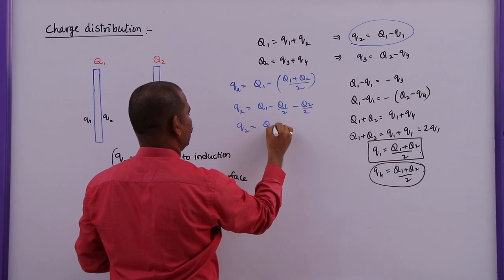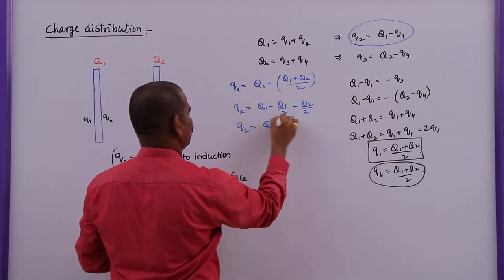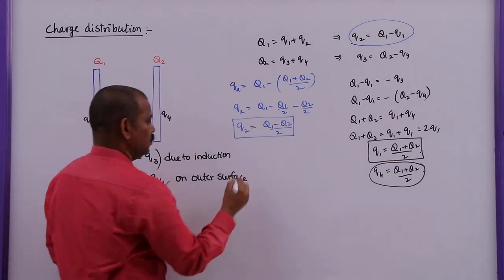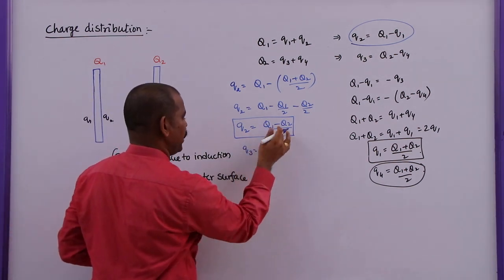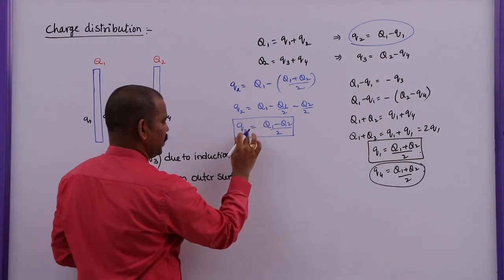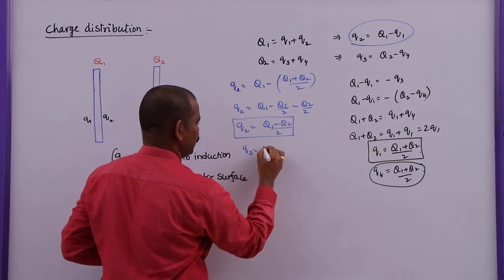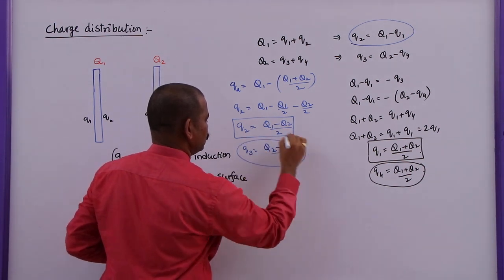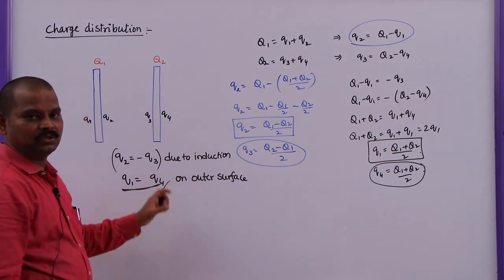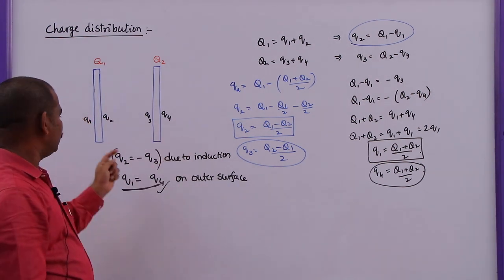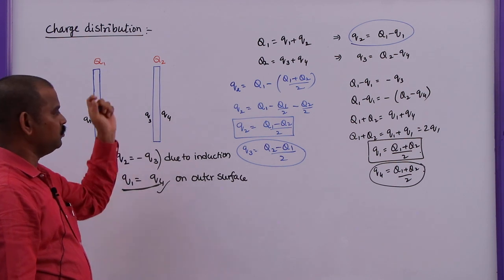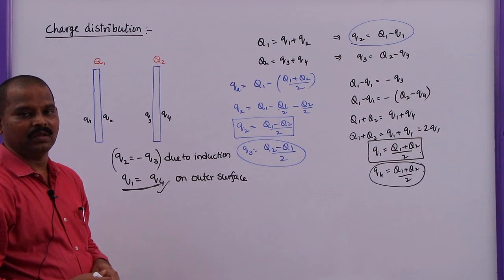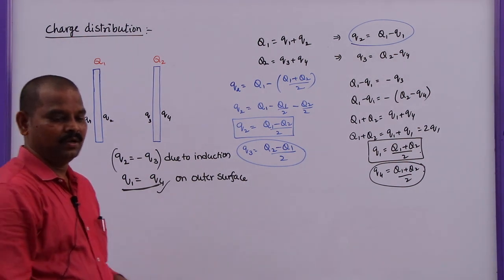So q2 is equal to (q1 minus Q2) by 2. This is the charge on the inner surface of the first plate. So what about q3? q3 is equal to minus of q2. So if you take this minus here, this will become (Q2 minus Q1) by 2. So this is q3. These are the four charges that will be formed on the four surfaces of these two systems. But the same expression can also be obtained by using the concept of the electric field.